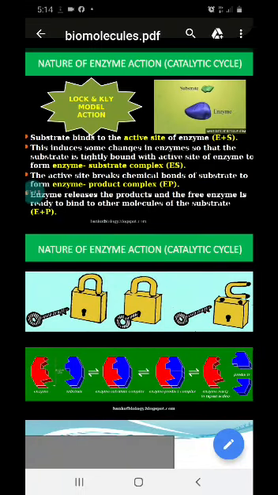Now see this, I already told you about the lock and key mechanism. See here, the enzyme, this is the active site, like this one, and to which the substrate gets attached. See here, this place. So lastly you get an enzyme plus product. Clear?